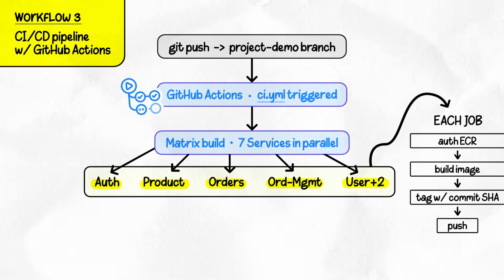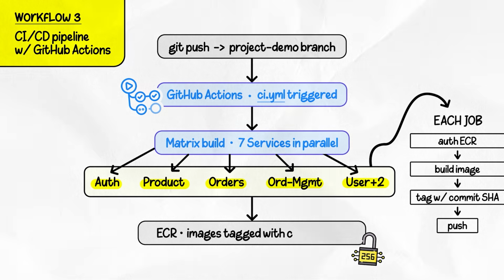Since all the images are also tagged with the commit SHA rather than the latest tag, it really helps with traceability. So at any point, we can identify which version is currently running and if anything breaks, rollback simply means redeploying the previous commit SHA.